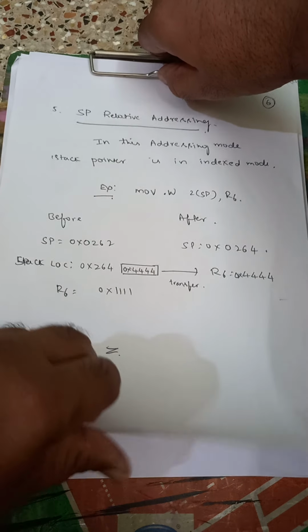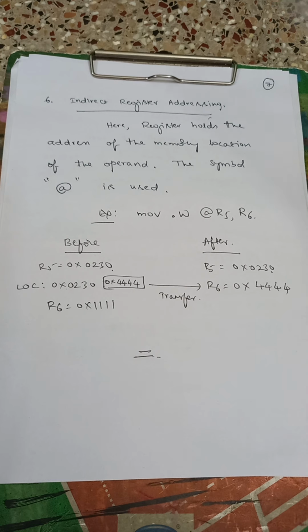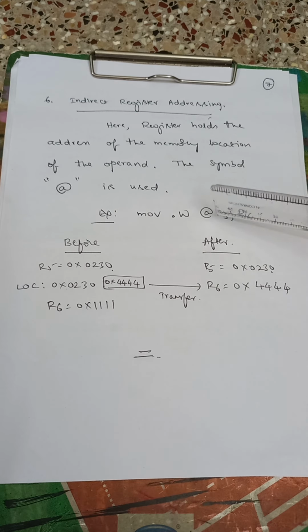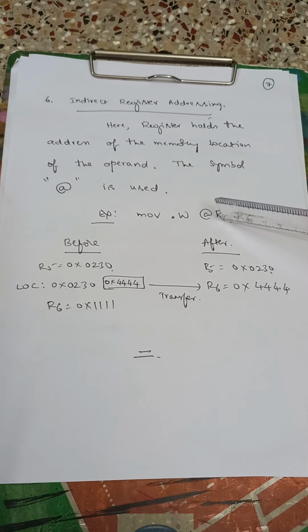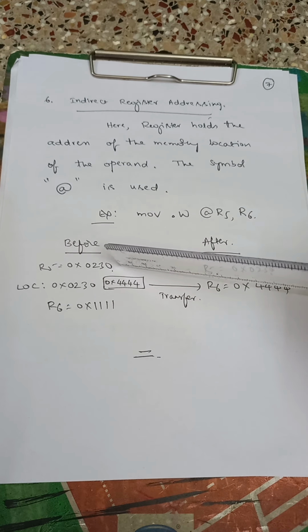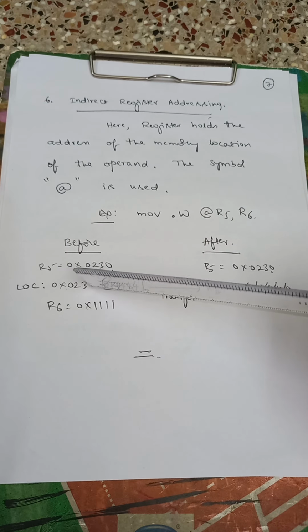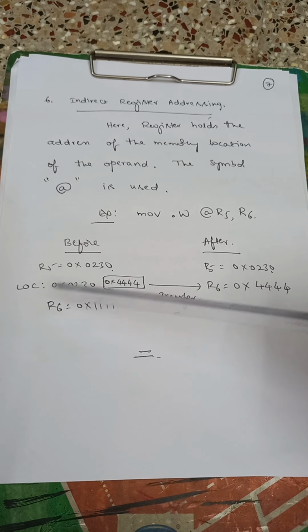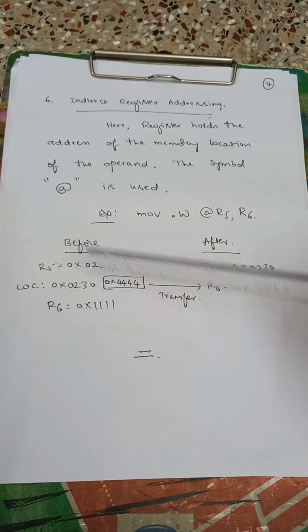Let us go to the next addressing mode, that is indirect addressing mode. Here, register will point at the memory location. That means register holds the address of the memory location. So the register pointing to the location will have the at symbol along with it. So here from a memory location, data is transferred to R6. The memory location's address is given by R5, that is 230. The memory location 230, let us suppose, has got 4444. Let us suppose R6 has got 1111 before the execution.